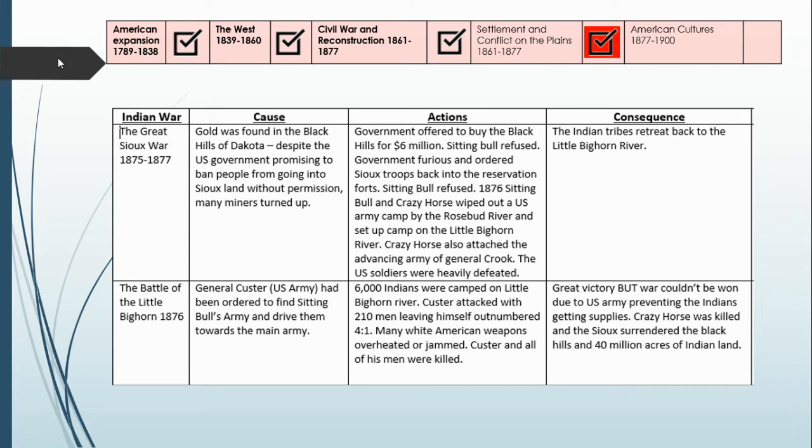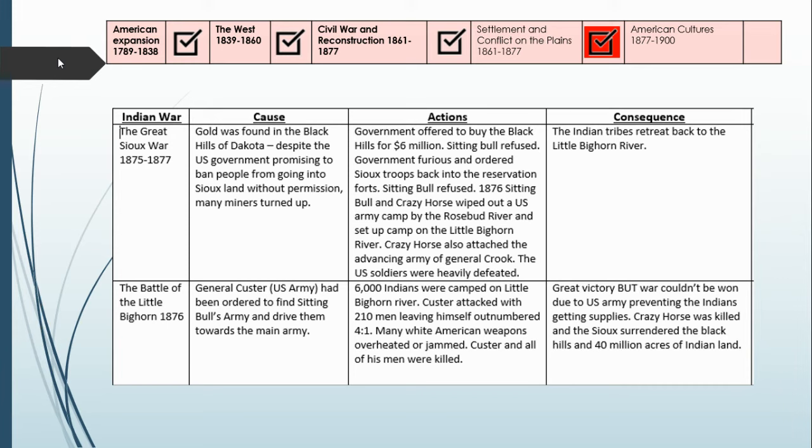We have General Custer of the US Army. He had been ordered to find Sitting Bull's army and drive them towards the main army. So we knew that the American government would be extremely angry about the result of the Great Sioux War. So it's unsurprising then that they send General Custer to deal with the situation.